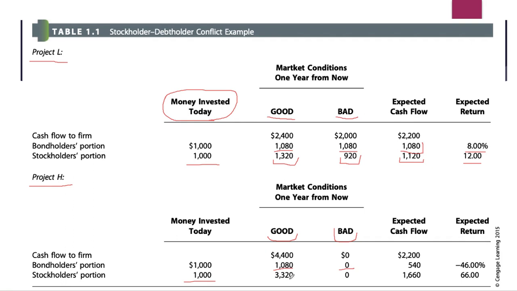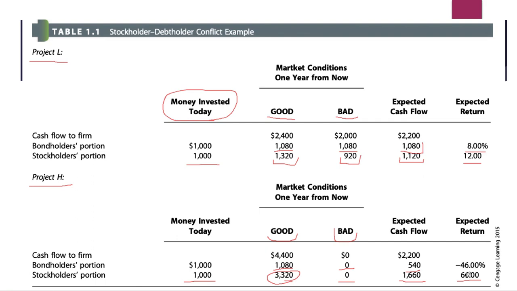On the other hand, the stockholders' position, if things are good, they will get actually a much larger amount of $3,320. Their investment of 1,000 will become this $3,320. And again, in the bad scenario, they will also lose their investment. So in this case, the expected cash flows for the bondholder becomes 540, and expected cash flow for the stockholder is 1,660, and the expected return is 66%, which is quite high for the stockholders' portion.